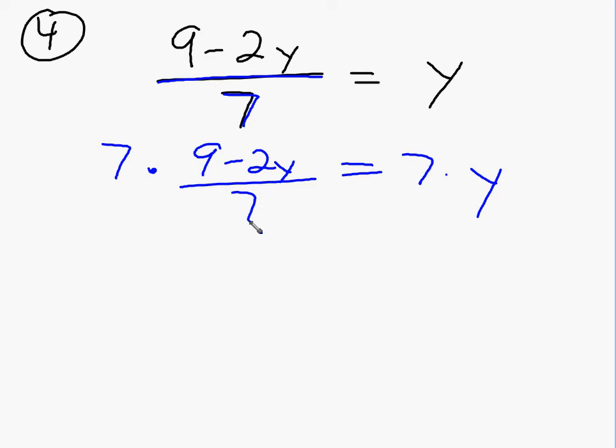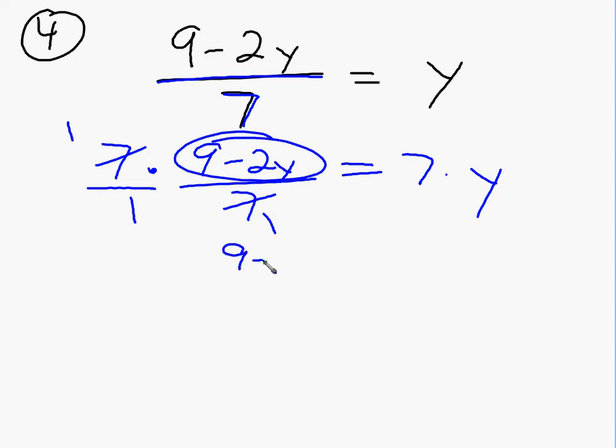The reason we do that is because on the left side, I put this 7 over 1, and these 7s factor out, and they just go away. They become a 1. So look at the left side now. All I have is the 9 minus 2y. 9 minus 2y equals 7y. And we're getting much closer.